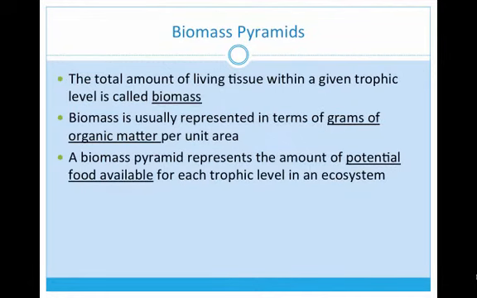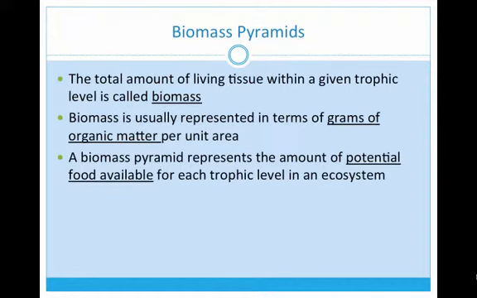In a biomass pyramid, it's the same idea. But now instead of talking about energy, you're talking about the amount of living tissue at a trophic level. Living tissue is called biomass, living mass. Biomass is usually represented in terms of grams of organic matter, grams of living things, living material, per unit area. A biomass pyramid represents the amount of potential food that's available for each trophic level. Because if there's 100 small fish, that's how much food the squid at the next level have available for them to eat.